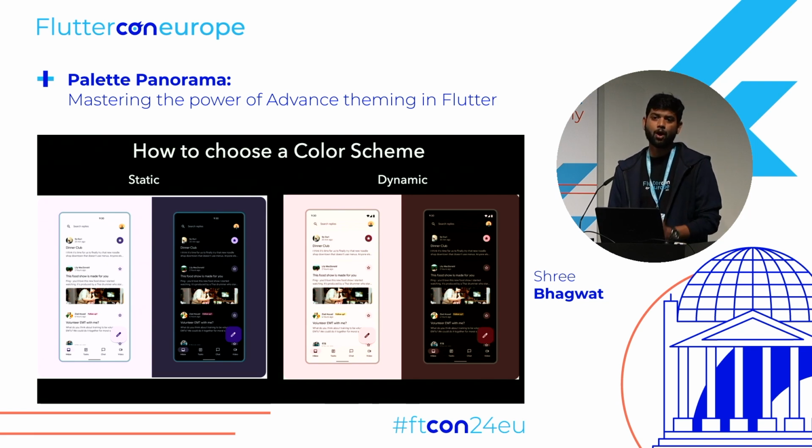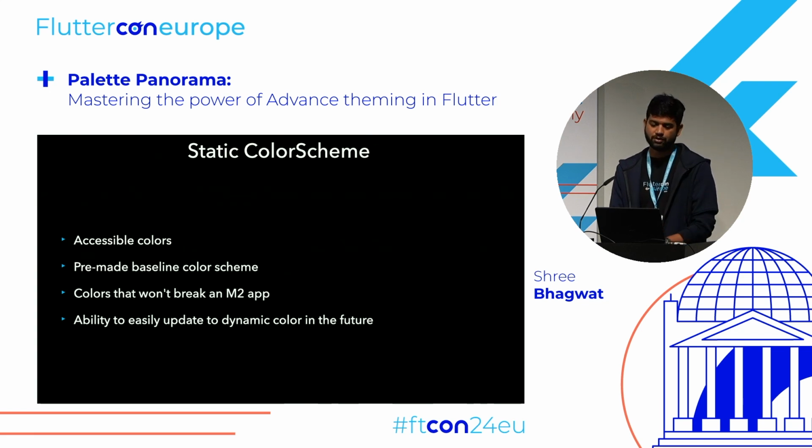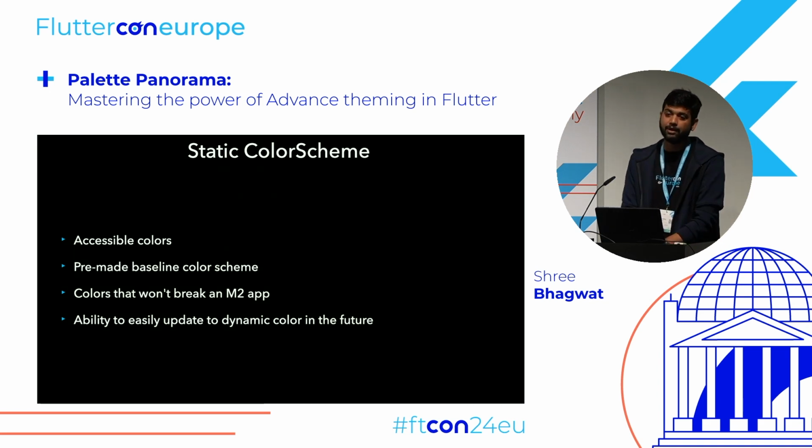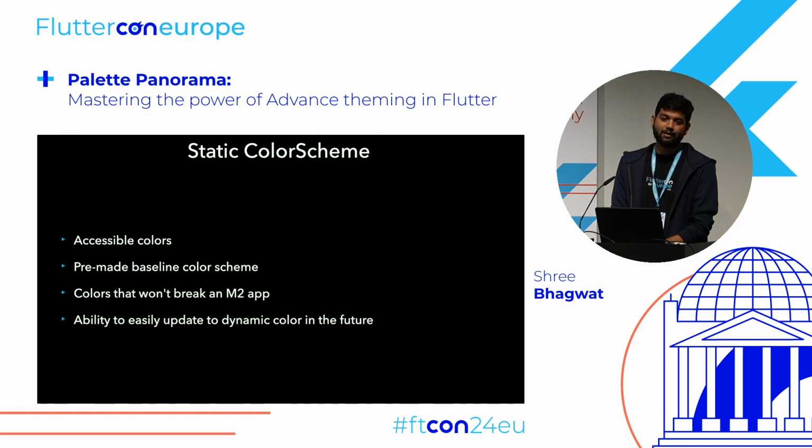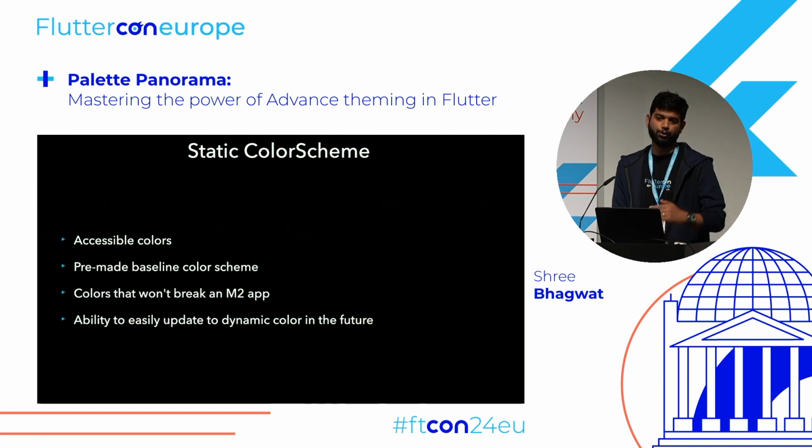Now, how can you choose what kind of theme you want in your application? It's simple. Both, of course, have accessible colors. For a static theme, it is a pre-made baseline color scheme. The baseline color is fixed. You decide it according to your designer, and you use that. The static color scheme won't break a Material 2 app. So if you have an application following the Material 2 design, of course this will work perfectly fine. It won't break. And for adaptability, it's easy to update to dynamic color in the future. So you can shift from a static color to dynamic color later.